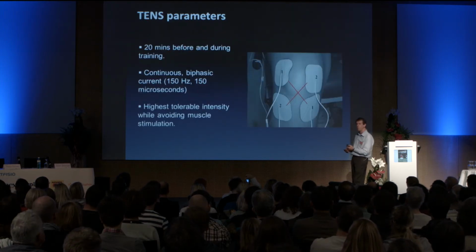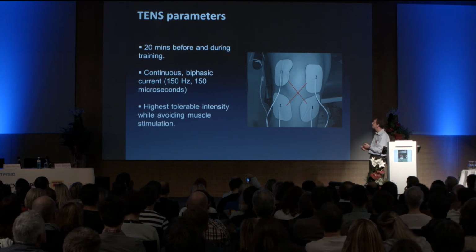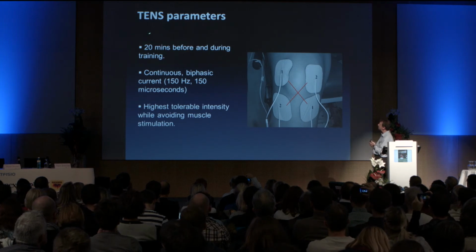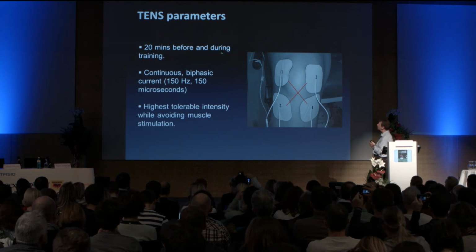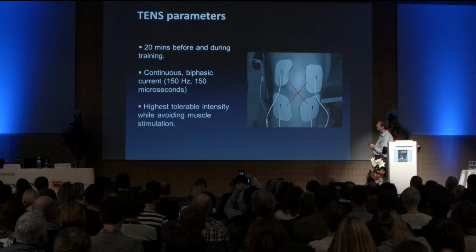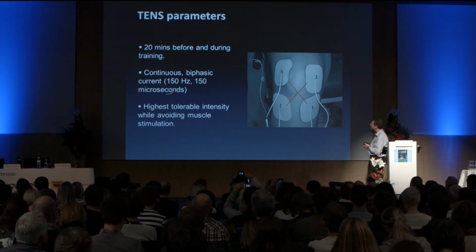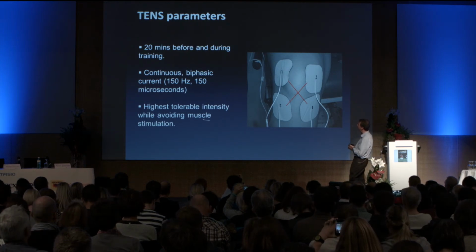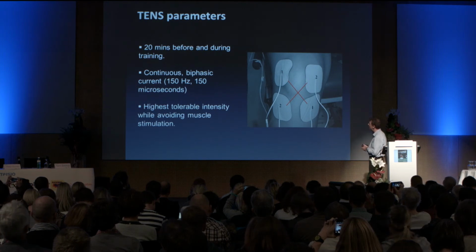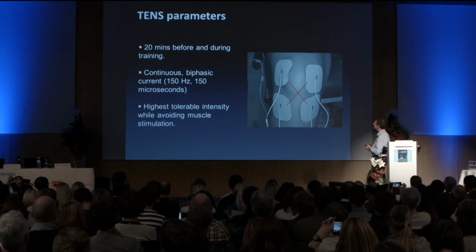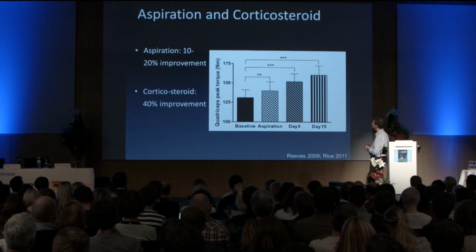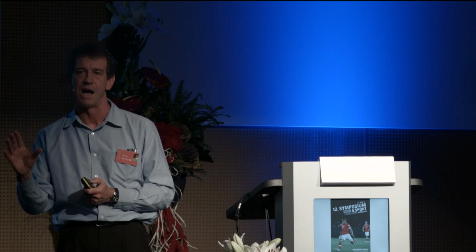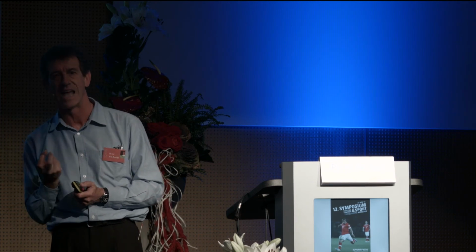And for those of you who are interested in the actual parameters associated with it, Pietro Simoni used 20 minutes before and during the training session. These are the current parameters that he used, and he was also making sure that there was as much sensory input but not muscle contraction going into the joint during this time that he had the TENS machine on these individuals.